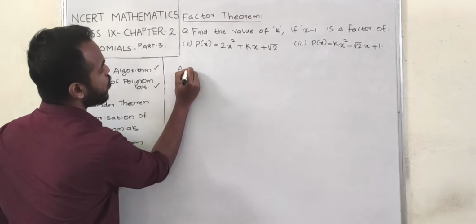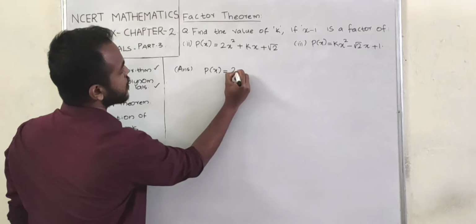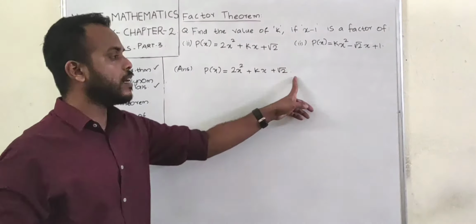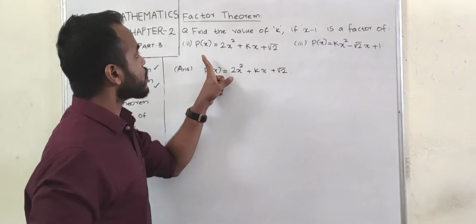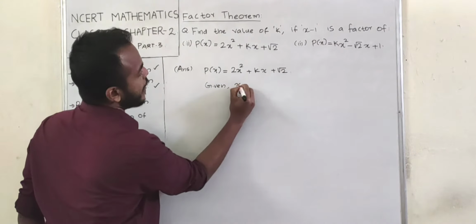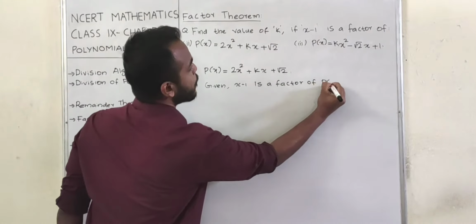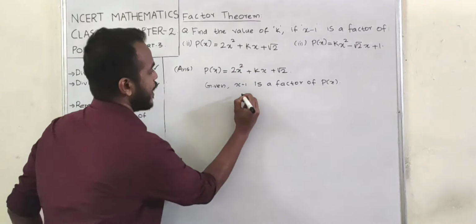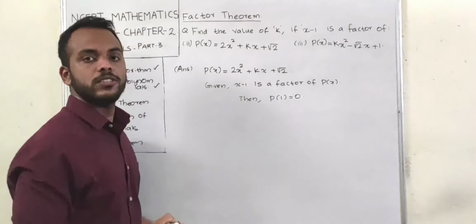So the process of how to write the answer is that first you should write the given polynomial. P of x is equal to 2x square plus kx plus root 2. This is the given polynomial and k is the unknown quantity that we are supposed to find. Now the given condition is that x minus 1 is a factor of p of x. It's already given that x minus 1 is a factor of this polynomial. Then we can write p of 1 is equal to 0.